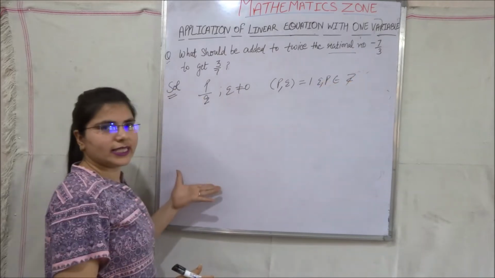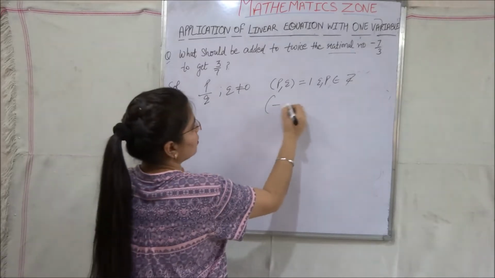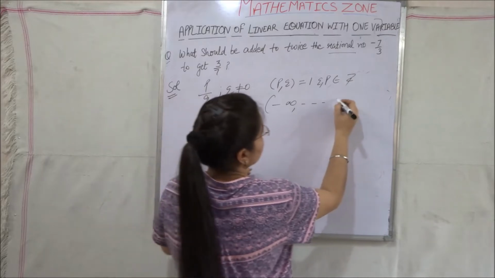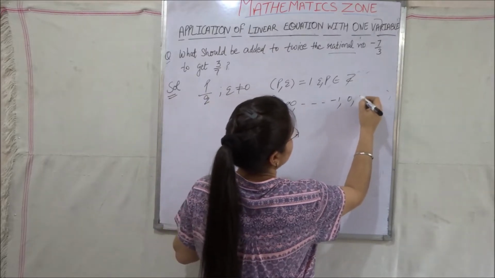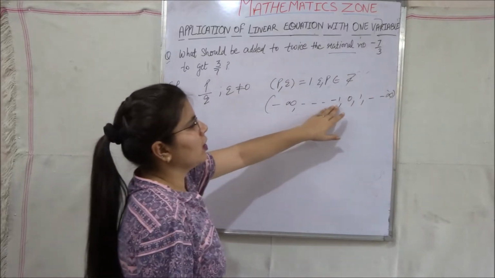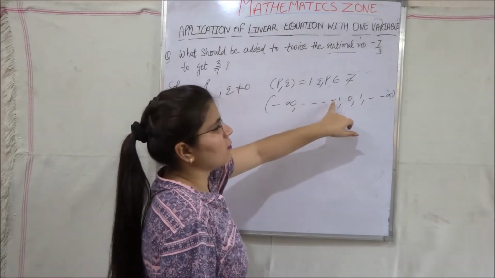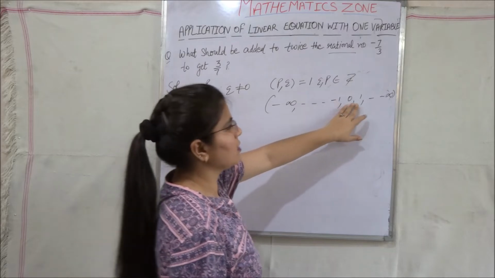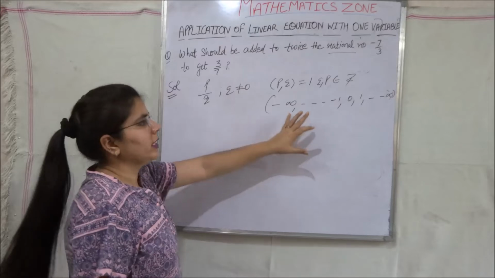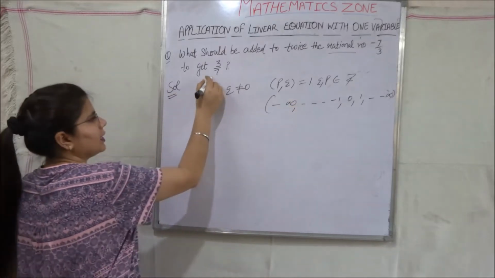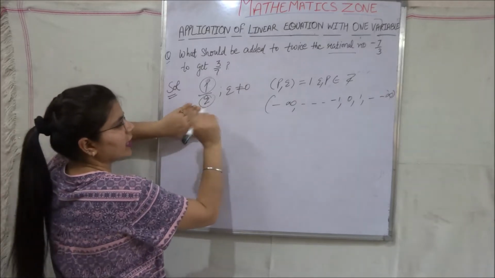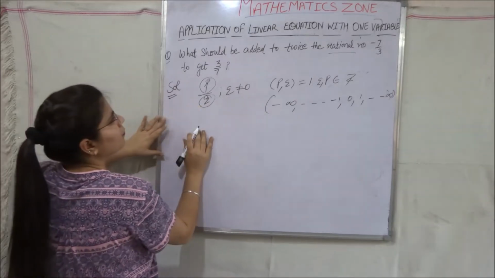Now what are the integers? Integers are the numbers which go from minus infinity to positive infinity. That is minus infinity, minus 5, minus 4, minus 3, minus 2, minus 1, 0, 1, 2, up to infinity. These are the set of integers. Here p and q are some integers such that q should never be equal to 0.